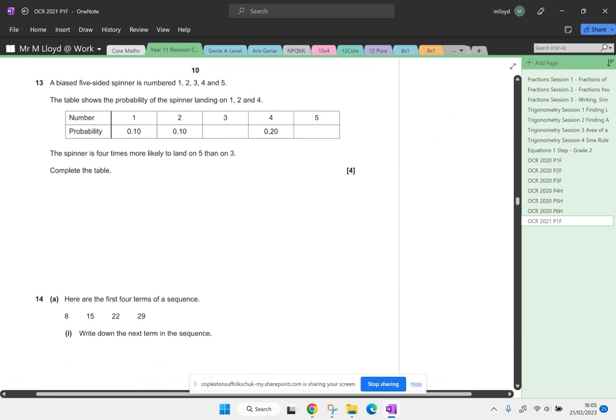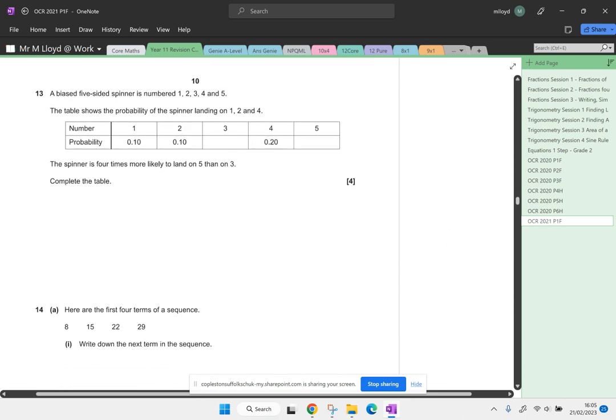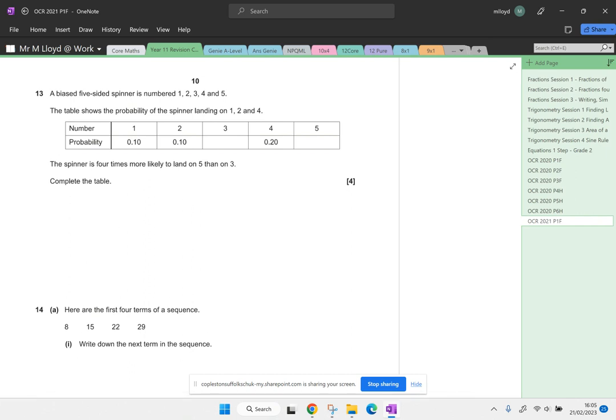Okay, question 13. A biased five-sided spinner is numbered 1, 2, 3, 4, and 5. The table shows the probability of the spinner landing on 1, 2, and 4. The spinner is 4 times more likely to land on 5 than on 3. So if 3 was X, this would be 4X. Complete the table. I shouldn't have written that in the table. Haha. X, and that would be 4X.